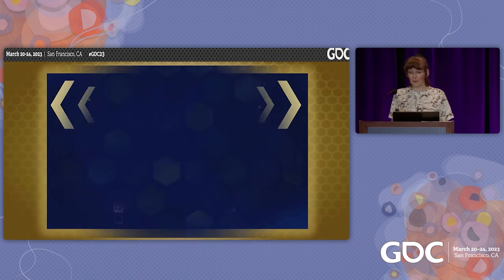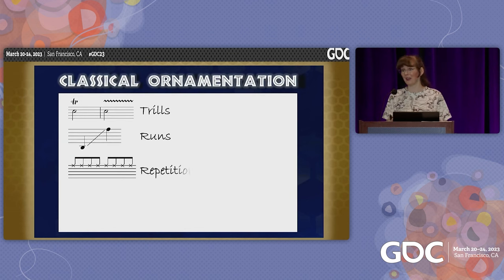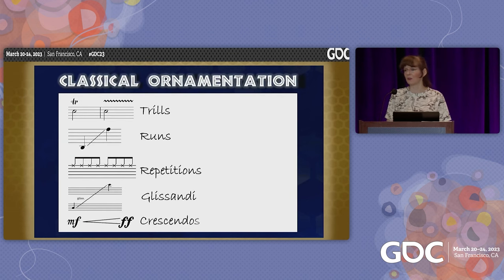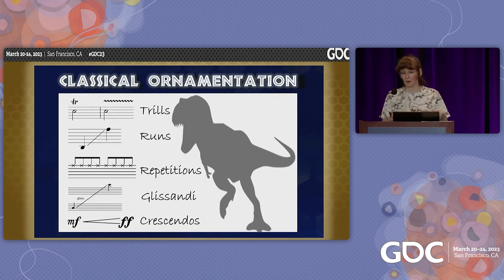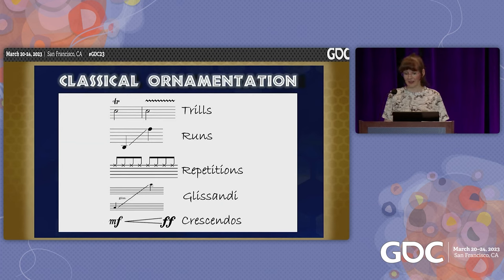In traditional composition, bursts of movement can be achieved with classical ornamentation, such as trills, runs, repetitions, glissandi, crescendos, and other such hits, flourishes, and gestures that inject abrupt, vigorous impact into our music. But those are also familiar sounds. And this talk is about pushing our music towards the unfamiliar. Classic ornaments are well organized. They're performed with discipline and in accordance with traditional harmonics.